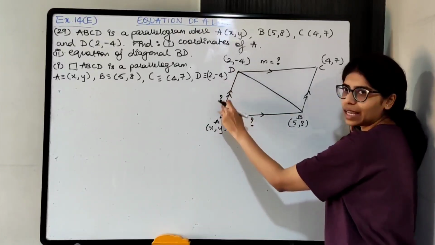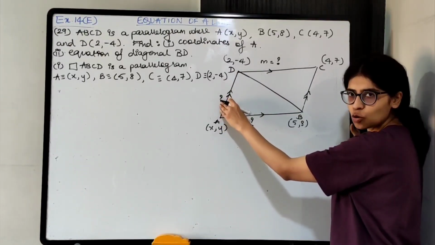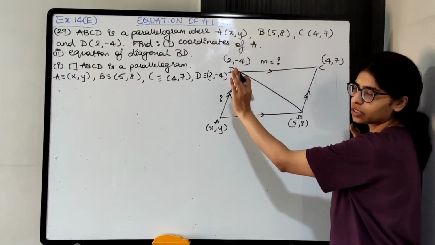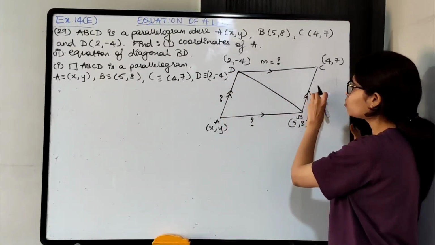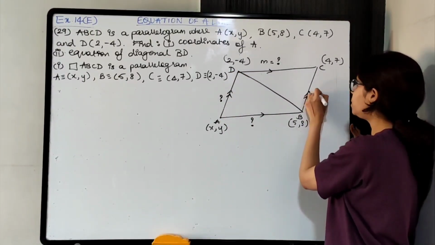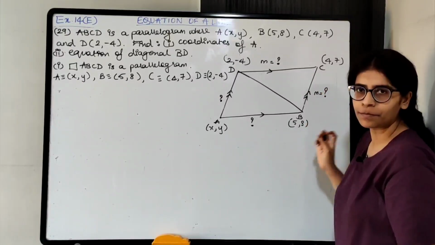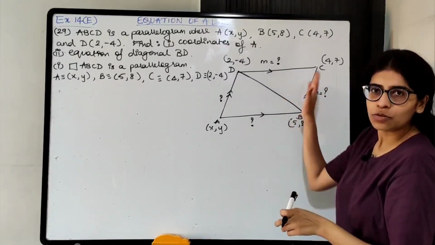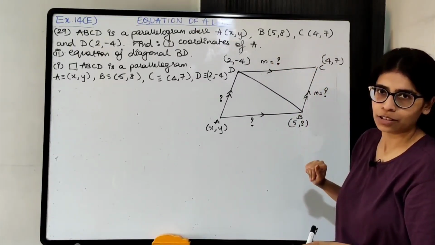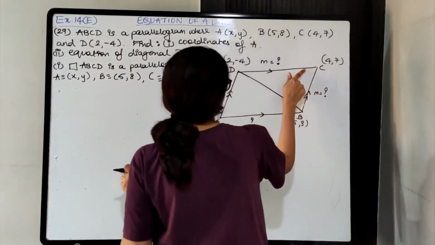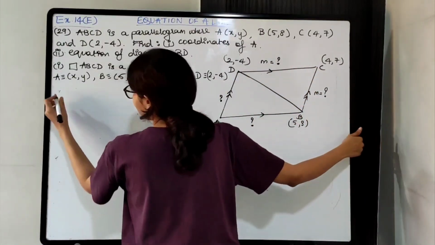Same way for AD, we need slope. We have already one point का coordinates. So slope of AD is equal to slope of BC. So I need to find slope of BC. Okay. It's easy to find the slope once you know the coordinates of the 2 points lying on the line. So let us find the slopes of CD and BC.